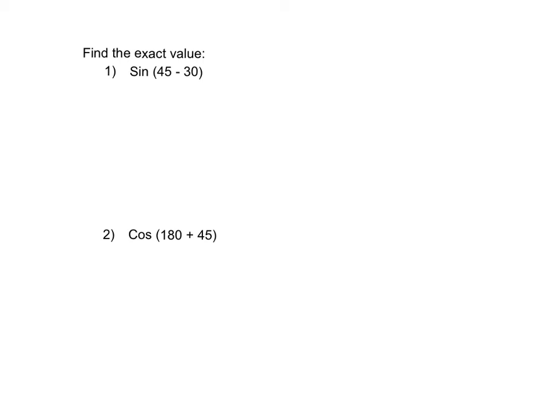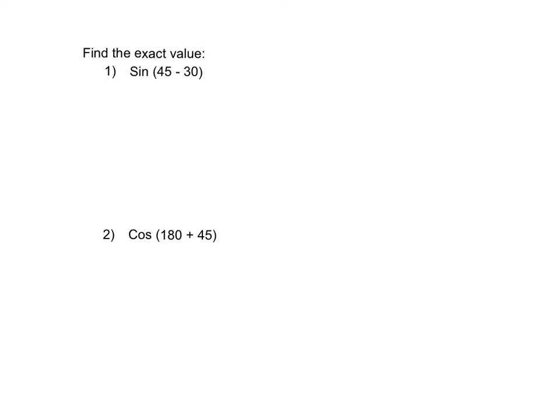All right, I'm going to use the sum and difference formulas for trig functions to solve these problems. All of these problems are given the special triangles that you know of: the 30, 60, 90, the 45, 45, 90, or quadrantal triangles. So the first one is sine, and it's minus.